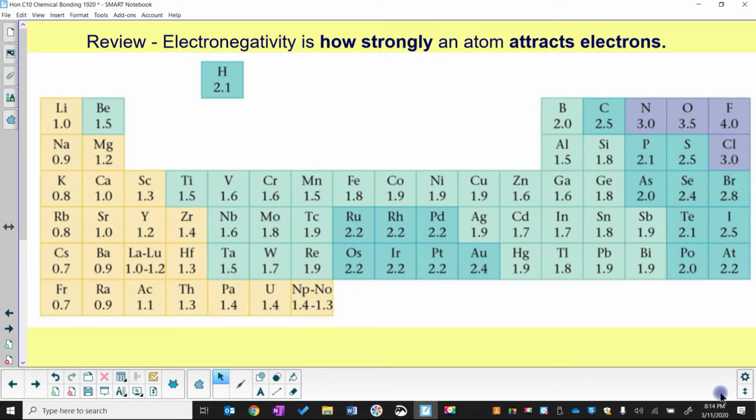As a review from last chapter, electronegativity is how strongly an atom will attract an electron. Recall that fluorine has the highest electronegativity and francium has the lowest, and the trend is down. We're going to be using these values to help us figure out what type of bonds we have.